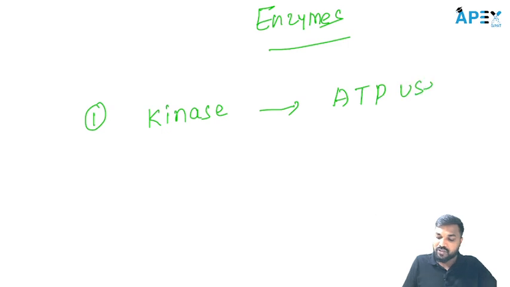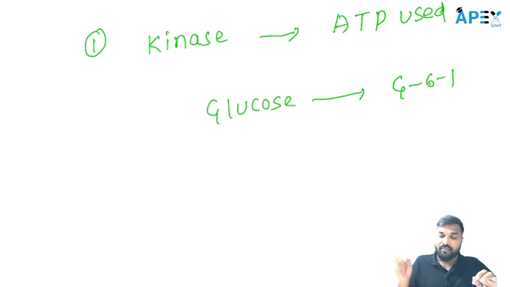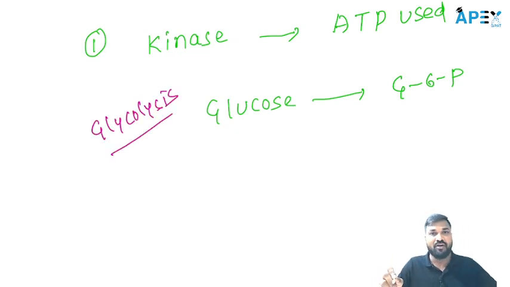ATP is used. For example, glucose is converted to glucose 6-phosphate. This is one of the steps in glycolysis.